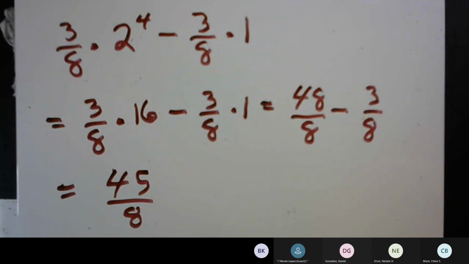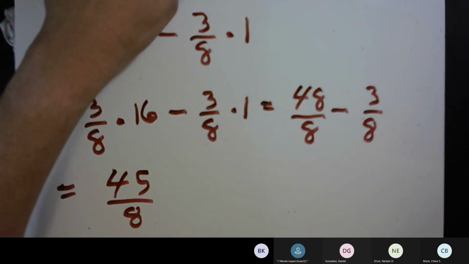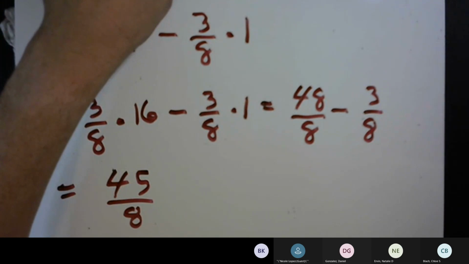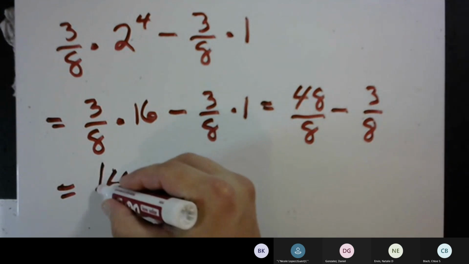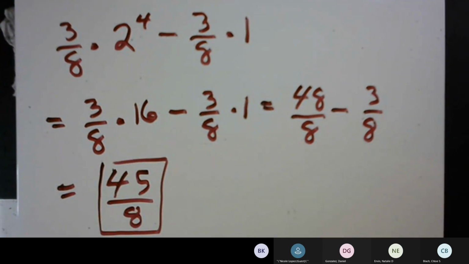Something seems a little fishy on my arithmetic. Let me double check. Let's make sure. Let me double check that. Oh, no, that's correct. 45/8. So any questions about that?